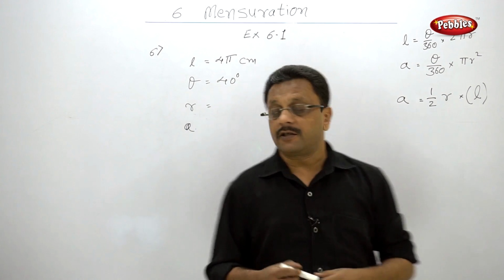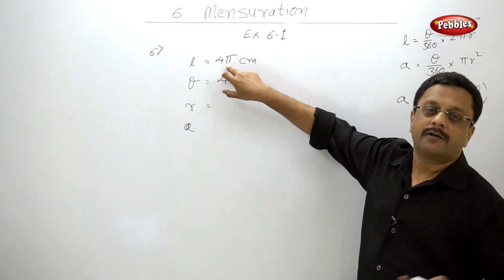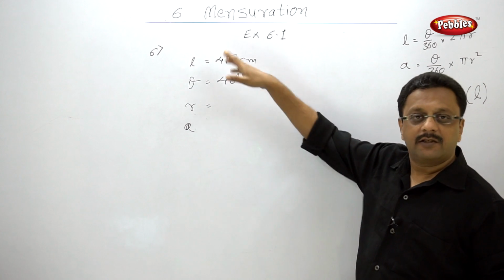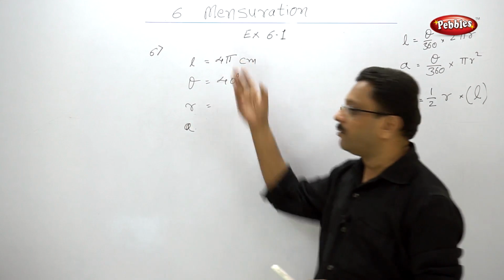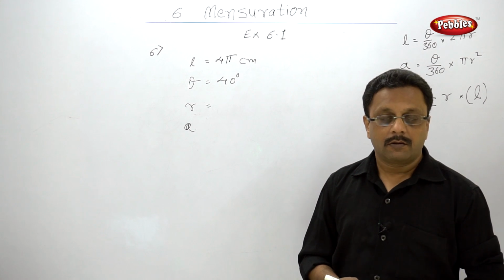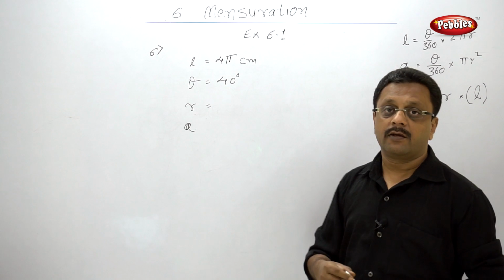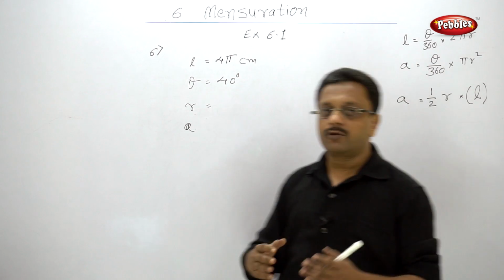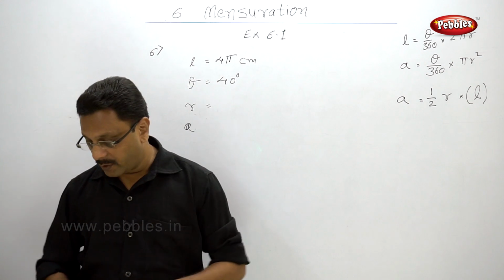Don't get puzzled or fooled by this pi. This is just a figure. Use this pi. It will get cancelled somewhere else. During the calculation, this pi will automatically get cancelled. Don't get confused that a particular number is not given and that length is given in terms of pi. It's just to confuse you. Okay, let us go ahead.